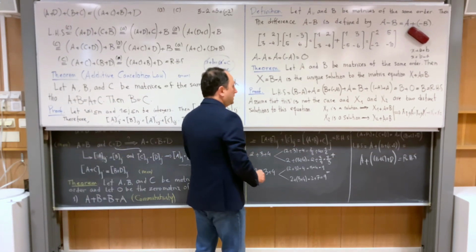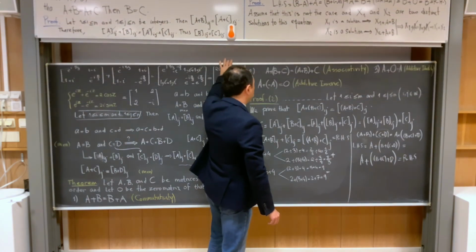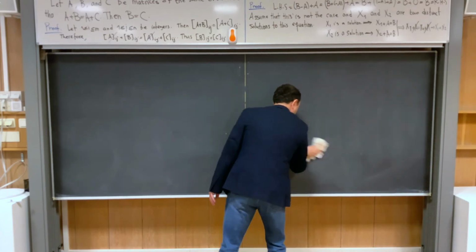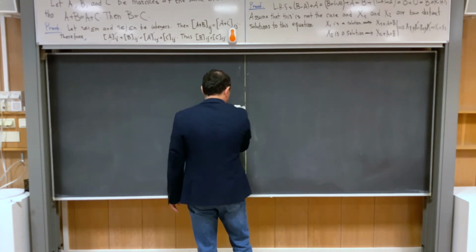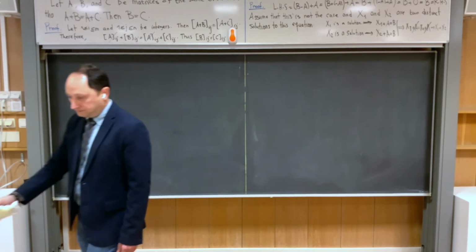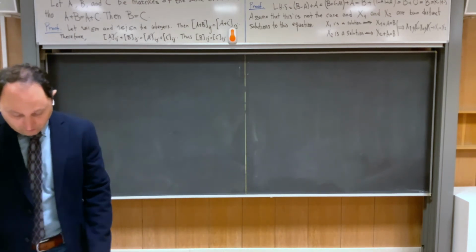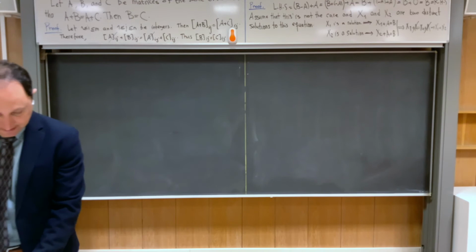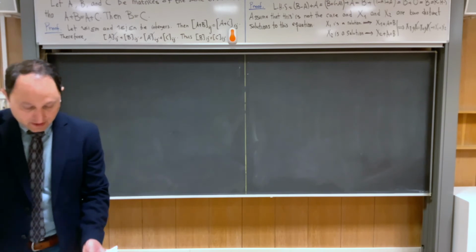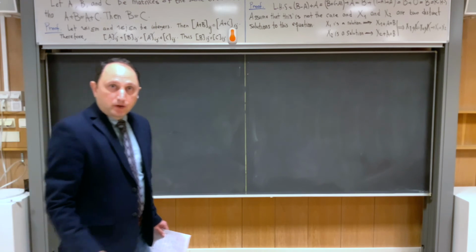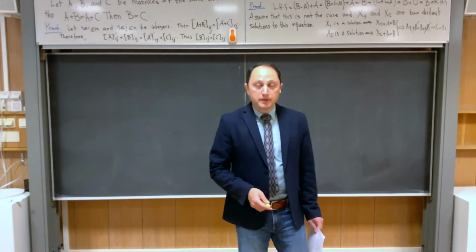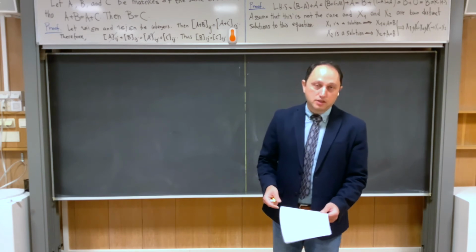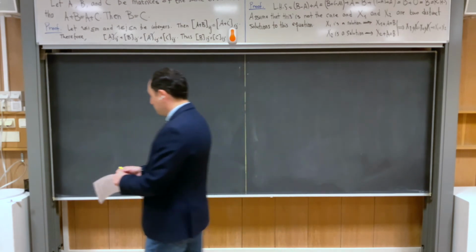Now, let me open a little bit of space here. Okay. So now we want to talk about the last part of this video, and it is how we multiply a number by a matrix, the definition of the scalar multiplication. Okay, so let me just define it here for you.